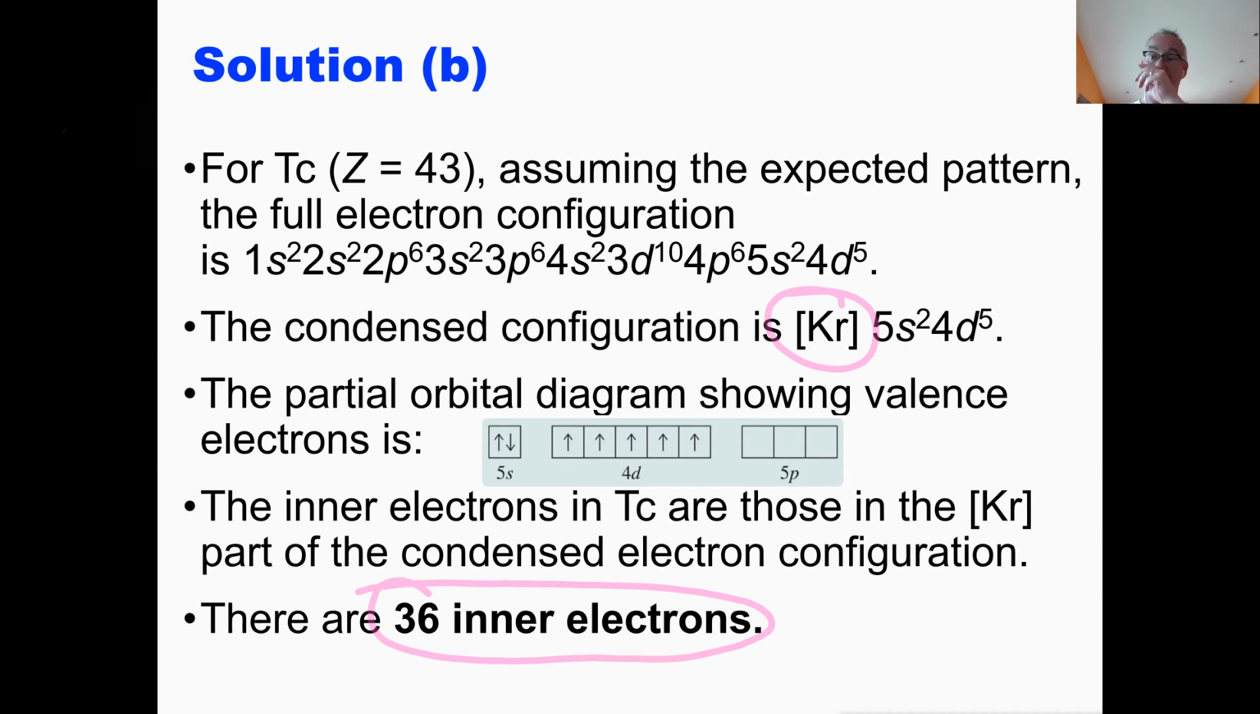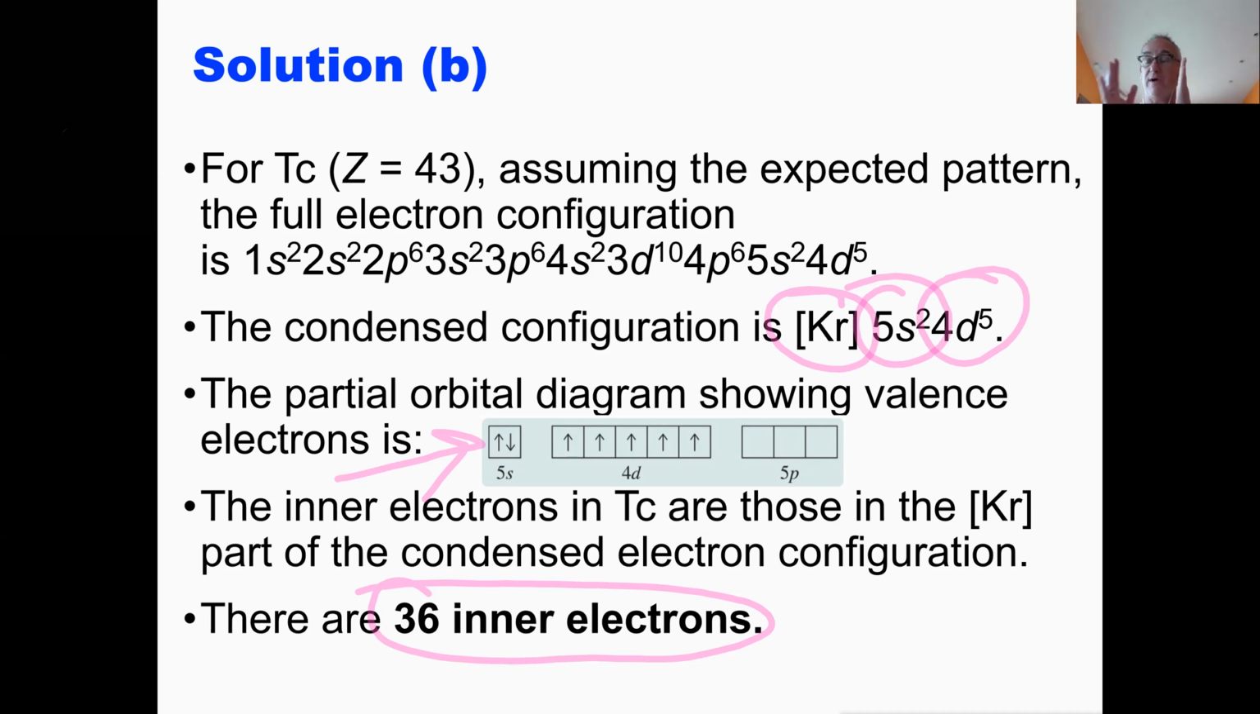Since this is a transition metal, we take the electrons in the outermost shell, which is the S, and the D electrons one shell below it. So all of these electrons would be included: the 4d5 and the 5s2.